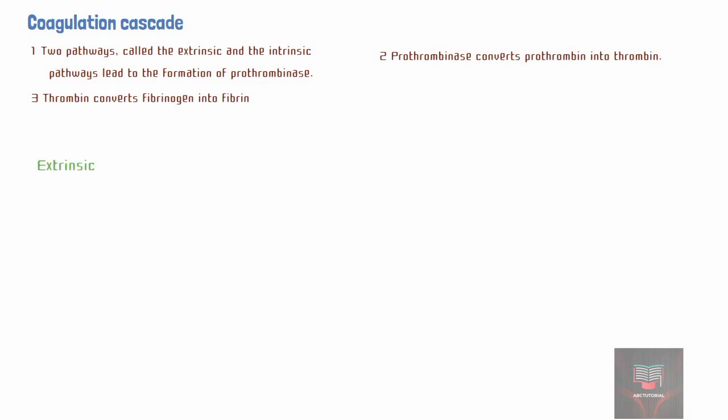The extrinsic pathway occurs following damage to the blood vessel. Factor 7 leaves the circulation and comes into contact with tissue factor, forming an activated tissue factor factor 7 complex. The tissue factor factor 7 complex acts as a tenase which activates factor 10.